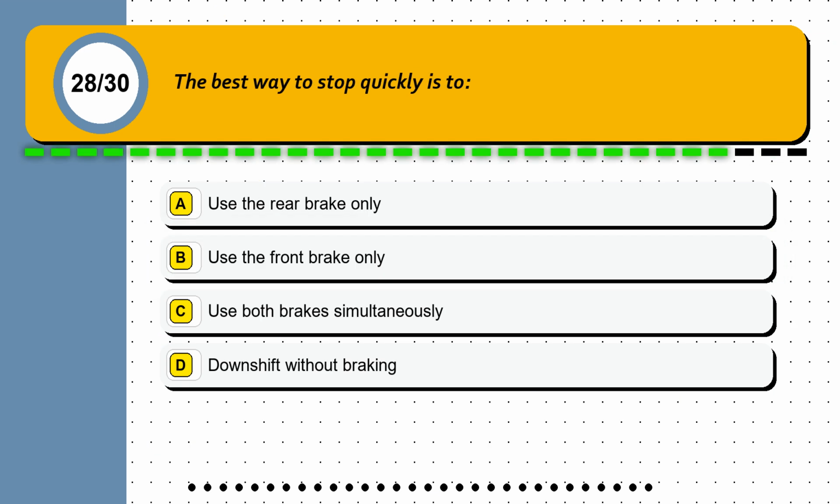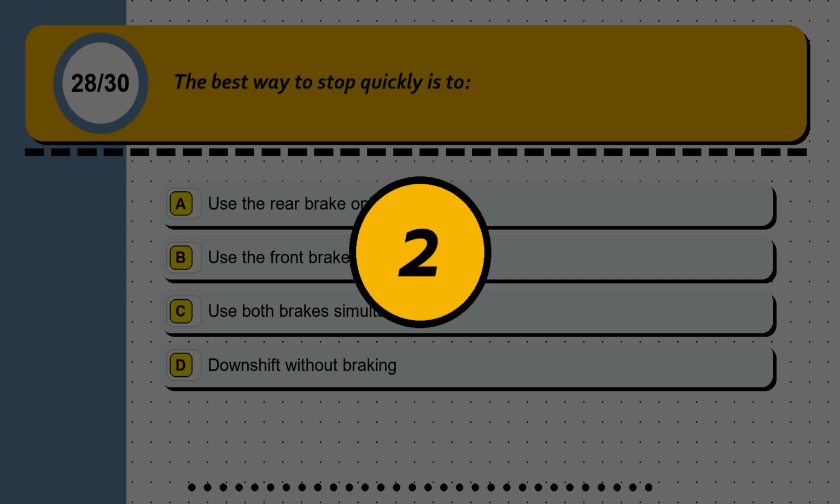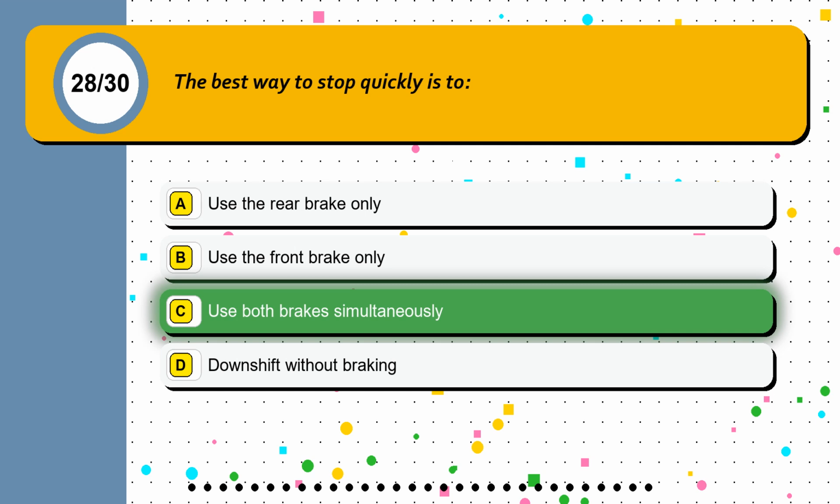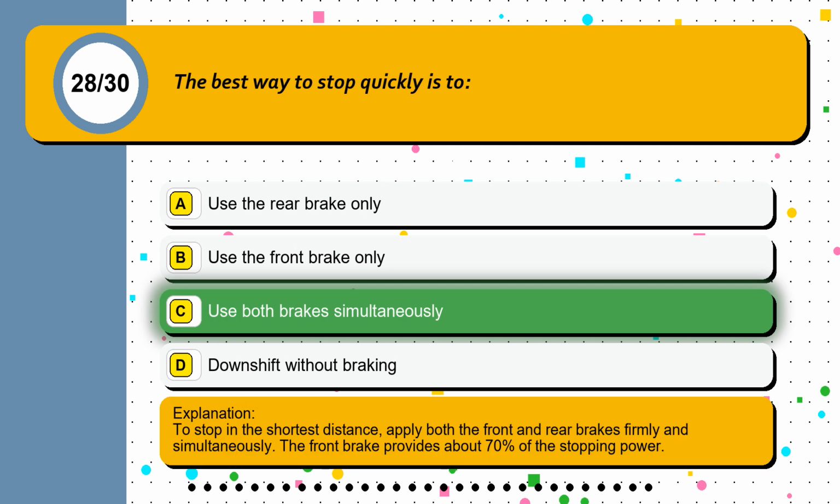Question 28. The best way to stop quickly is to: Option A, use the rear brake only. Option B, use the front brake only. Option C, use both brakes simultaneously. Option D, downshift without braking. The correct answer is option C. Use both brakes simultaneously. To stop in the shortest distance, apply both the front and rear brakes firmly and simultaneously. The front brake provides about 70% of the stopping power.